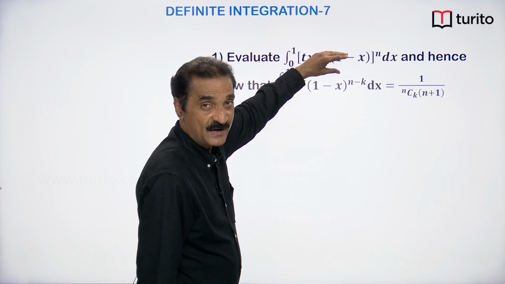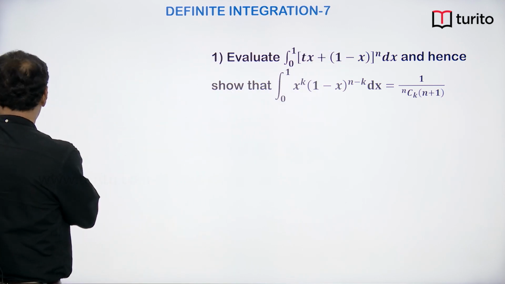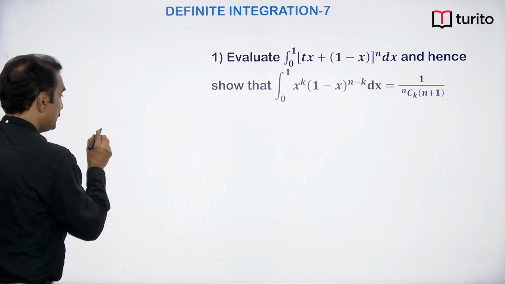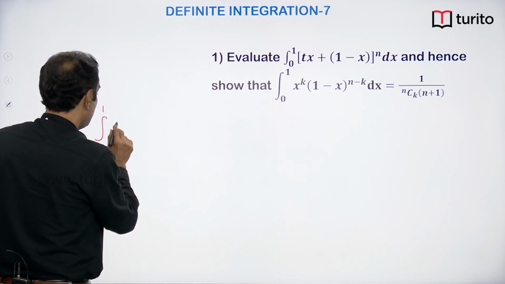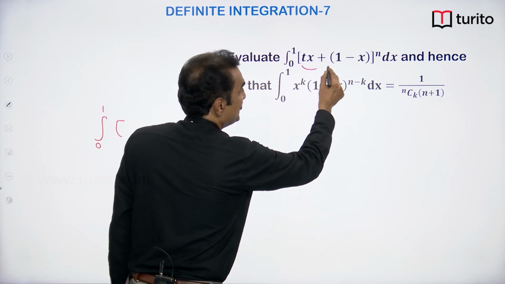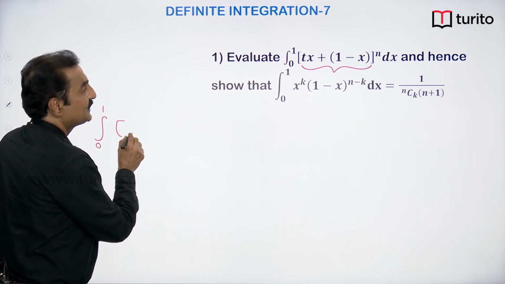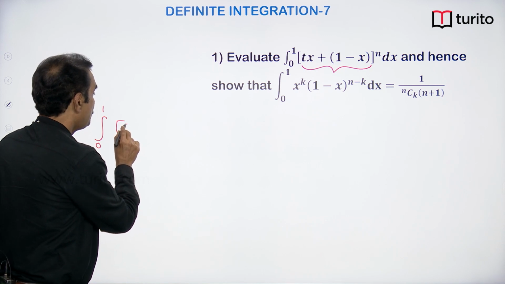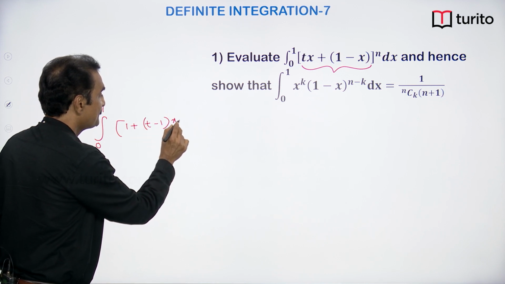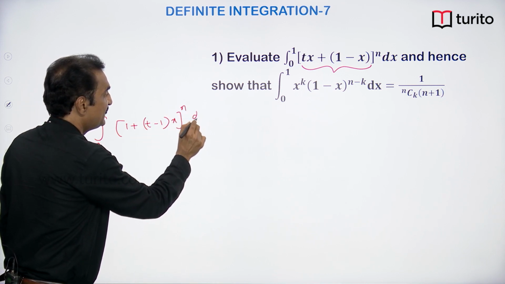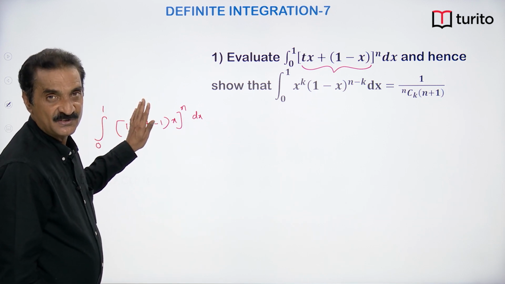This is in the form of (ax + b) whole power n. We can write it as the integral from 0 to 1, writing this in the form of ax plus b, as (1 + (t - 1) into x) whole power n dx. t minus 1 is independent of x, so it is just like a constant.